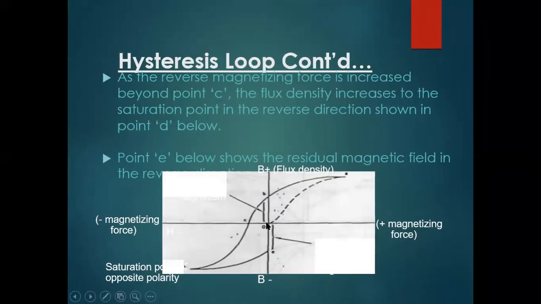Now, as the reverse magnetizing force is increased beyond point C, the flux density increases to the saturation point in the reverse direction at point D. Where is point D? Point D is here. That means your current is going to the negative side, so you will get the negative side saturation point. If current is going to the positive side, you will get this positive saturation point.